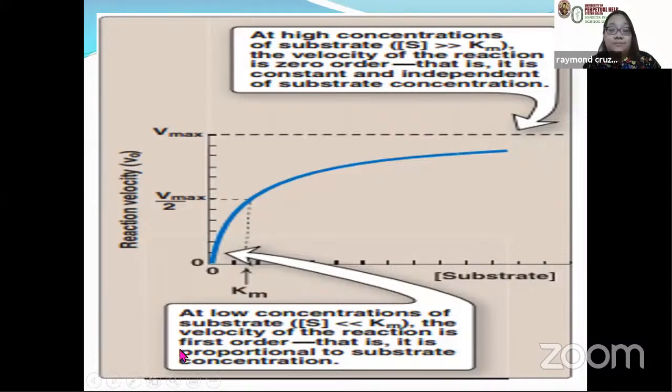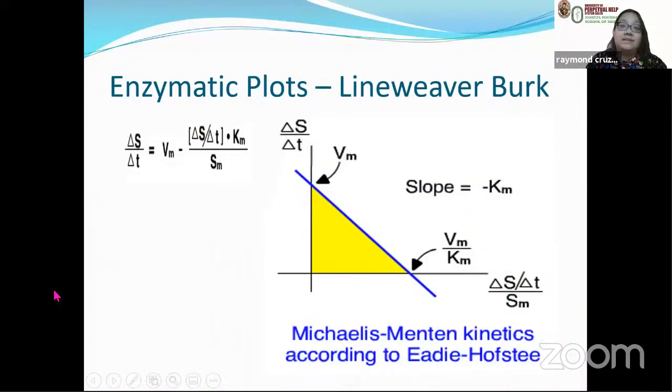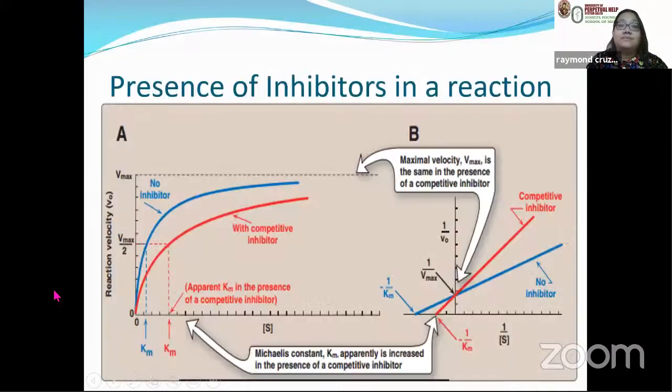So this would be low concentration. If it's low concentration, the velocity of the reaction is proportional to your substrate concentration. But when it reaches your Vmax, it is zero order. That is constant and independent of your substrate concentration. So these are nice to know.